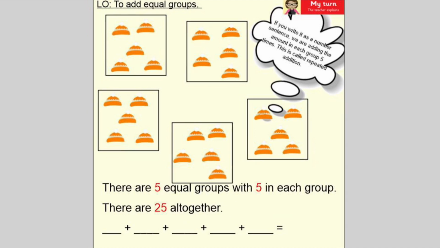Now we need to complete that number sentence. You can see in the thought bubble, it says, if you write it as a number sentence, we are adding the amount in each group 5 times. This is called repeated addition. Repeated, so it happens more than once. So when we're counting in our fives to get 25, all we're actually doing is adding 5 over and over again. So it's 5, add 5, add 5, add 5, add 5 equals 25.